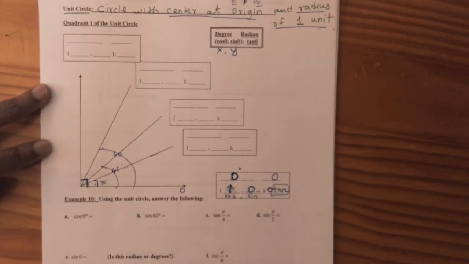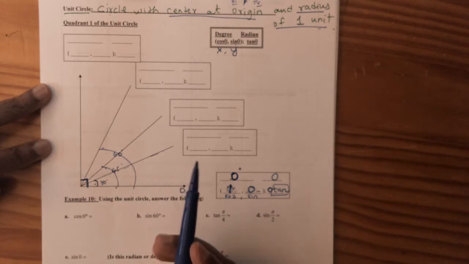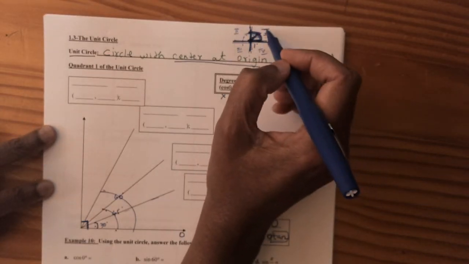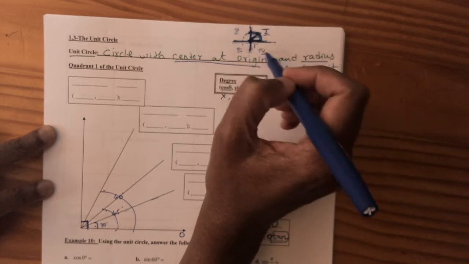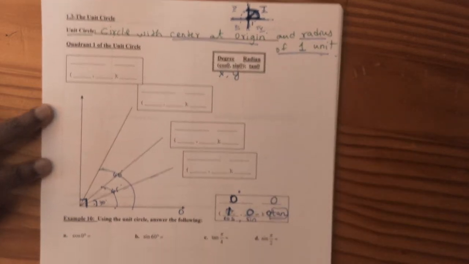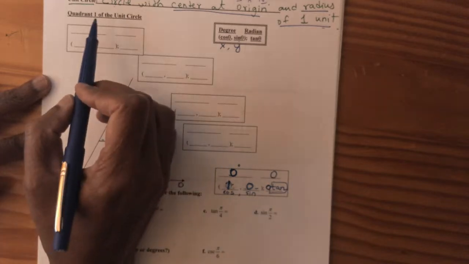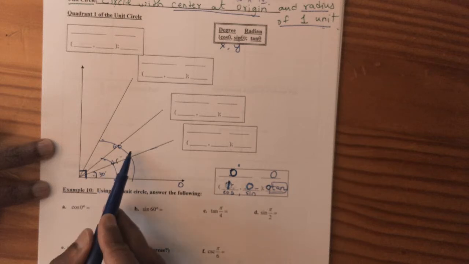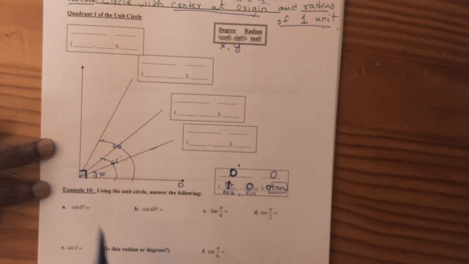And to start with this particular unit circle, we'll look at the first quadrant. So the first quadrant is nothing but this section of your coordinate plane, right? First quadrant, second quadrant, third quadrant, and fourth quadrant. So we're going to be looking at the first quadrant. So that's what it says, quadrant 1 of the unit circle. And this first quadrant is broken into 30 degrees, 45 degrees, 60 degrees, and 90 degrees. The whole thing is 90 degrees.